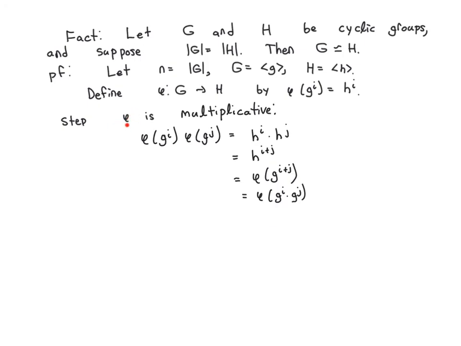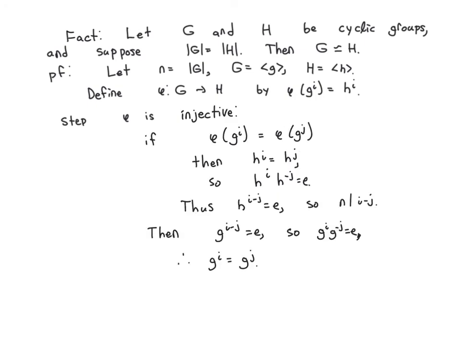Moreover, we need to show this map is multiplicative. This would be step 2. Phi of g^i times phi of g^j. By definition, that's h^i times h^j. By properties of exponents, that's h^(i+j). By definition, that is the image of g^(i+j). But g^(i+j) is just the product of g^i times g^j, and this is the multiplicative property. So phi is multiplicative.